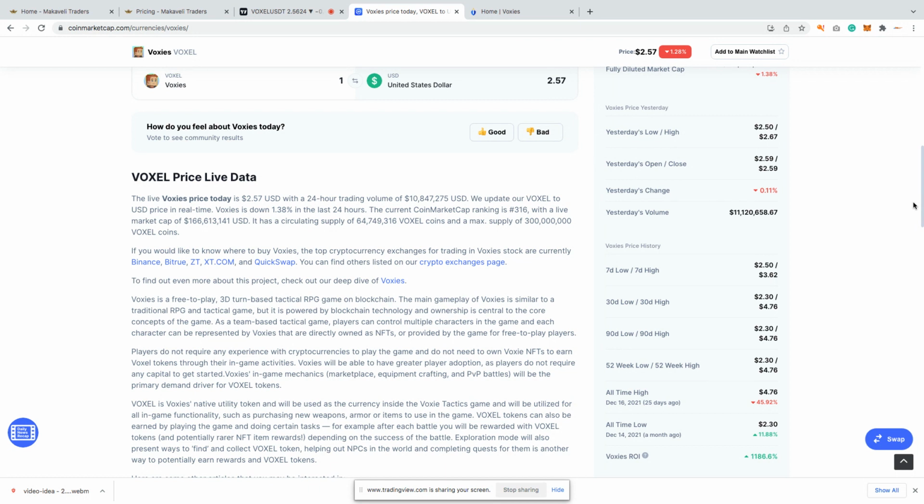Voxels has in-game mechanics: a marketplace, equipment, crafting, and PvP battling. All these will be the primary demand drivers for voxel tokens. These are things that other markets and other RPG games do not really have. Now, the native token of Voxels is the voxel. So the name can be a bit confusing.